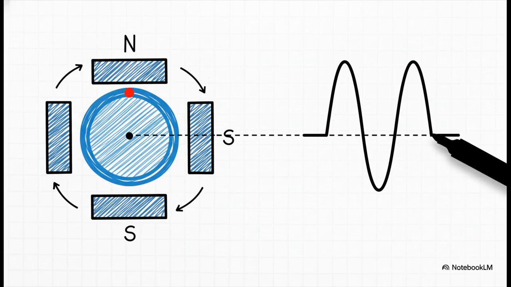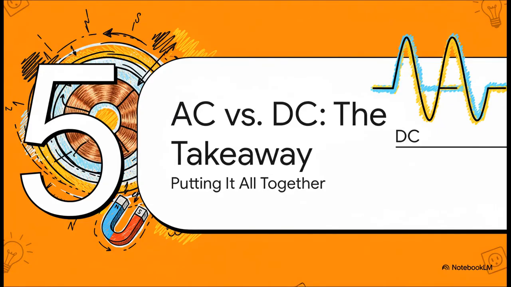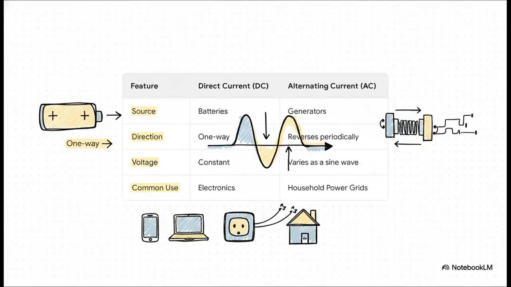It's beautiful. All right, so we followed the thread all the way from the number on the plug to the spinning heart of a generator. Let's take a step back and put all the pieces together one last time. This is the perfect summary right here. DC comes from things like batteries, it's constant, it flows one way, and it's perfect for our phones and laptops. AC comes from those big spinning generators, its voltage is always changing in that sine wave, and it's the undisputed king of our power grids.